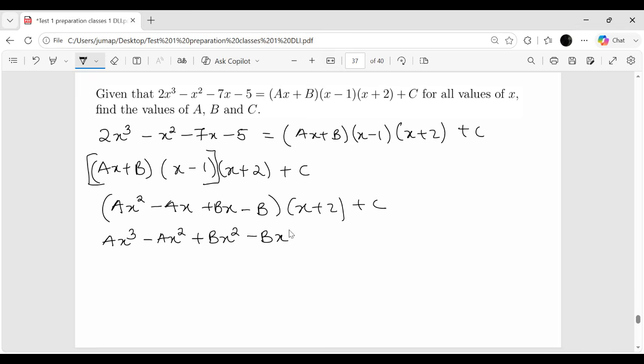Okay, we are done with the x. So now let's go to 2. So 2 times ax squared is going to be plus 2ax squared. Then 2 times negative ax is going to be minus 2ax. Then 2 times bx is going to be plus 2bx. Then 2 times negative b is going to be negative 2b plus c. Okay, are we together?